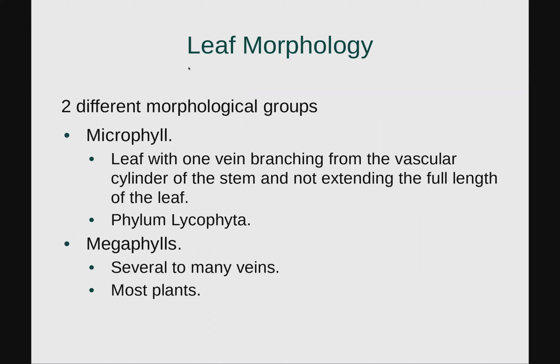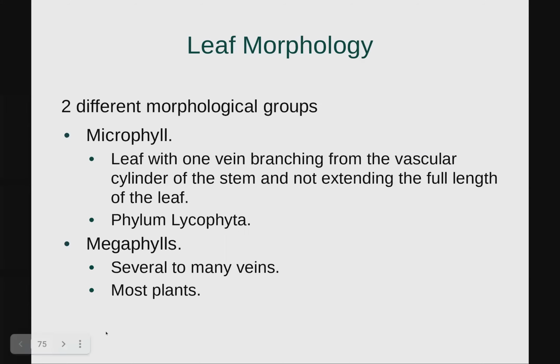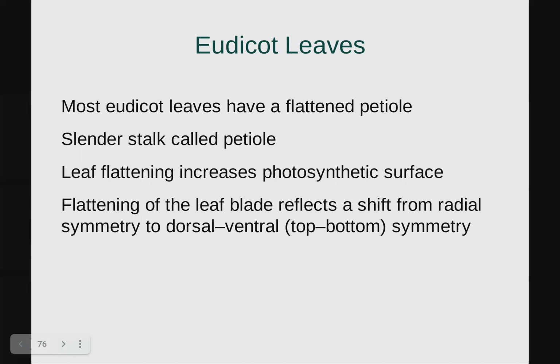The first is the microphylls, which have leaves with one vein that branches from the vascular cylinder of the stem and does not extend the full length of the leaf. This is found only in the phylum Lycophyta. We'll talk about the phylum Lycophyta later in this lecture. And then we have the megaphylls, which have several to many veins, and this comprises most plants. Within the megaphylls, we have our eudicot leaves, and we'll talk about the monocot leaves in just a moment.